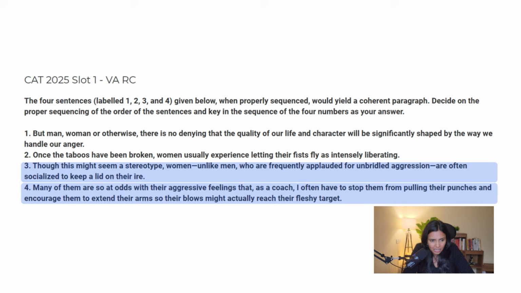Okay. Yeah, could be. It's making sense. Okay, you can see some logic here. Sentence 4 goes on to further explain that, okay, women and their pent-up anger and how they are being, like, the author has to push them to actually punch. So 3 and 4 could be a pair. Now let's try to find the closing sentence.